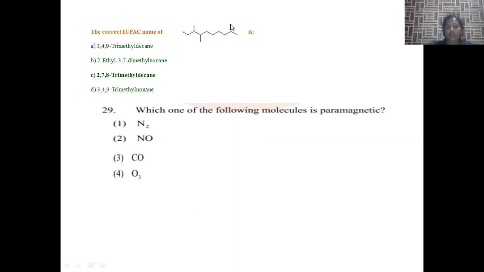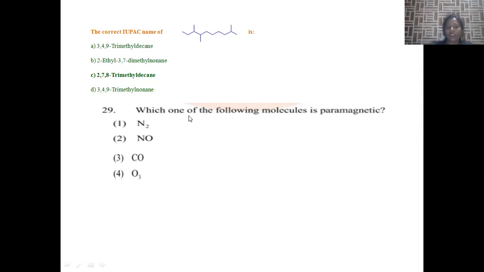1, 2, 2nd carbon methyl, 3, 4, 5, 6, 7th carbon methyl, 8th carbon methyl. That's the reason why it is 2, 7, 8 trimethyl. And the carbon skeleton will be 1, 2, 3, 4, 5, 6, 7, 8, 9, 10. So it is a 10 carbon skeletal structure, which comes under decane, because there are no double and triple bonds. So 2, 7, 8 trimethyl decane is the correct answer. Option number C satisfies the IUPAC name of the unknown compound.